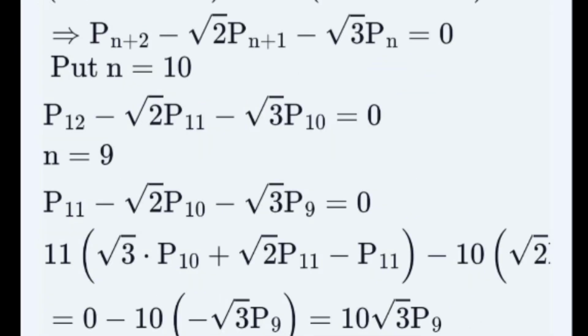Solution: according to Newton identity, Pn plus 2 minus root 2 Pn plus 1 minus root 3 Pn is equal to 0.